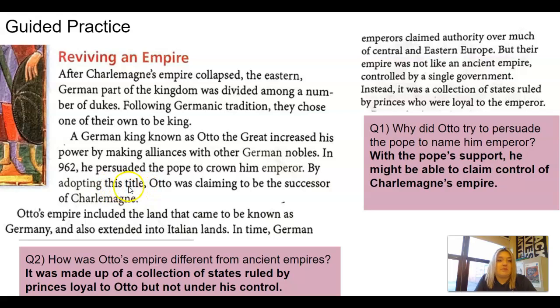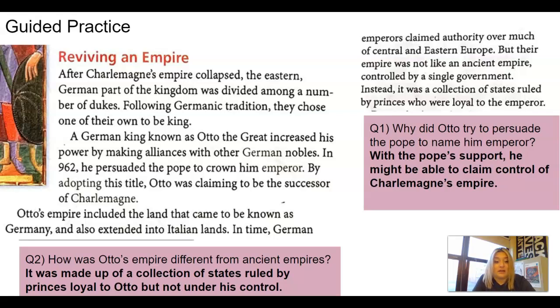By adopting this title, Otto is claiming to be the successor of Charlemagne. So in essence, he is claiming control of what Charlemagne also had. When you're the successor, you're the person that comes next, behind the person that previously held the title. And so he might be able to control Charlemagne's empire, means if he's now emperor, he can now take over that responsibility and he can be his successor, which then in turn means he's controlling the empire.